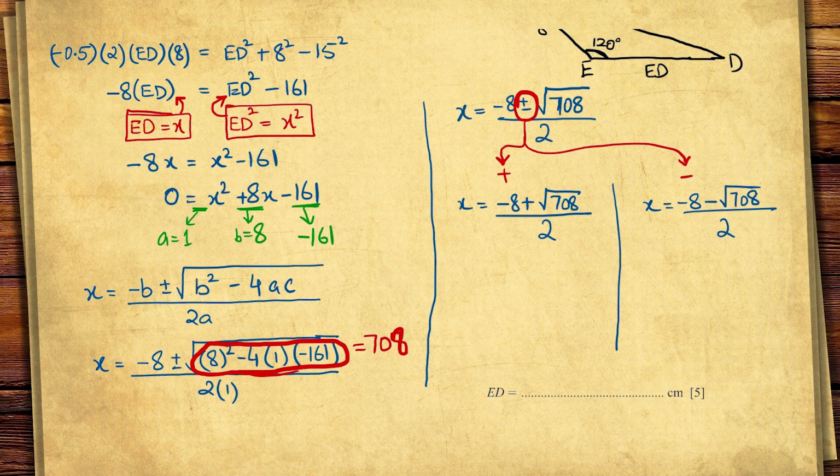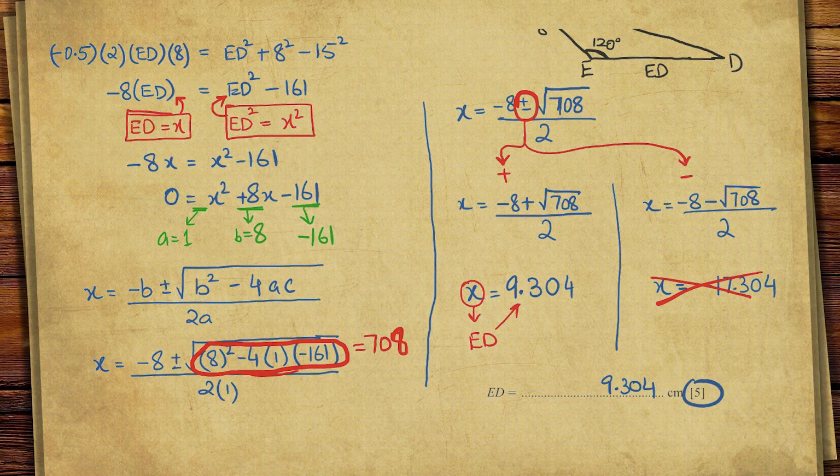Now the first equation will give us x equals 9.304, and the second one will give us x equals minus 17.304. Now because we are calculating the length ED, so we will ignore the negative value, and that means ED is equal to 9.304, and we can write it in the answer space for 5 marks.